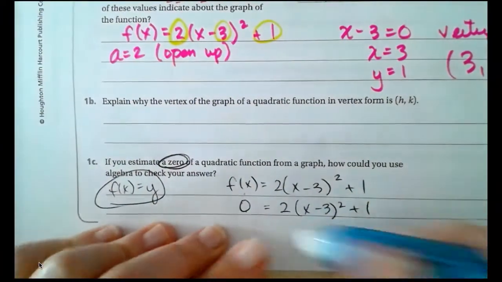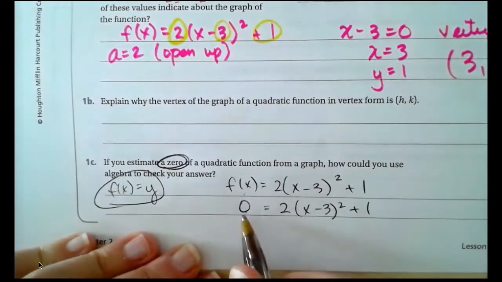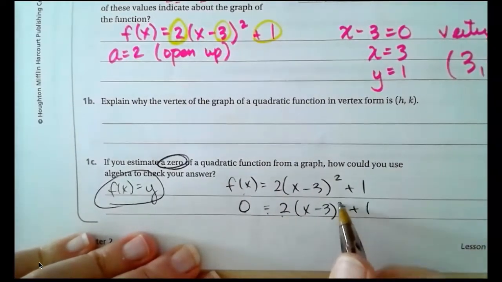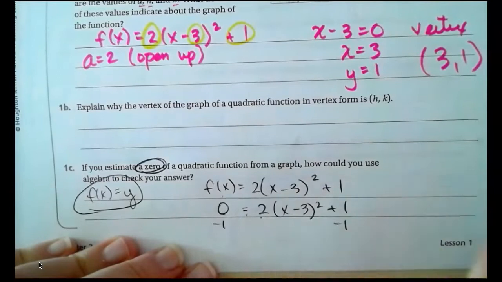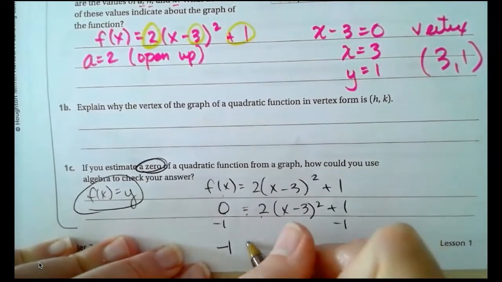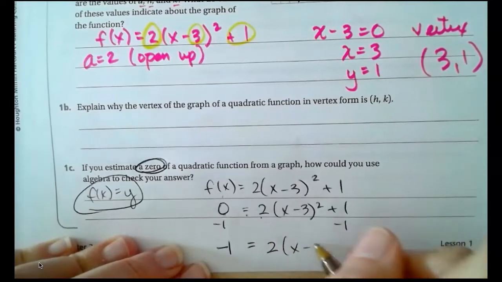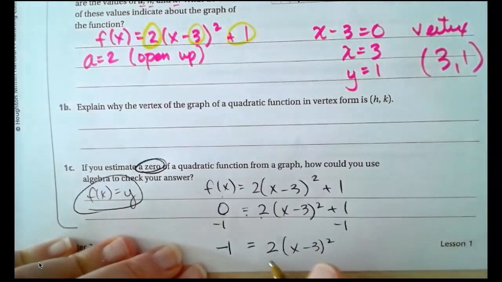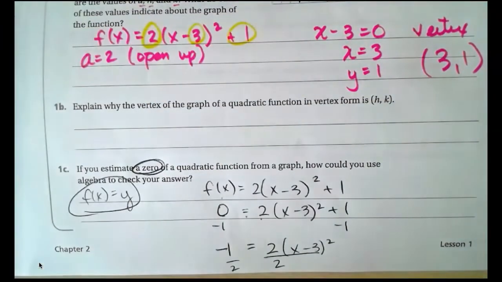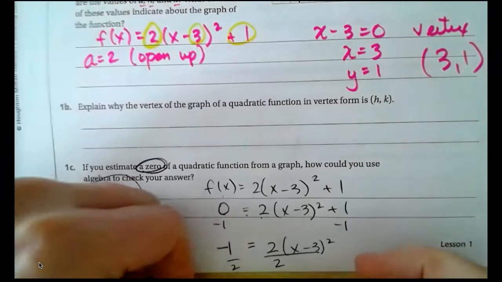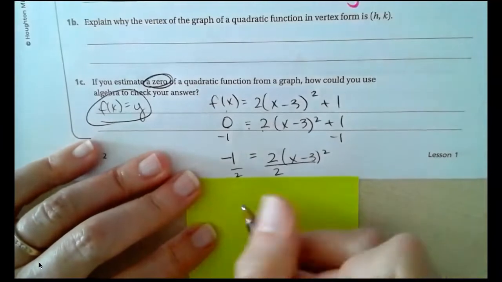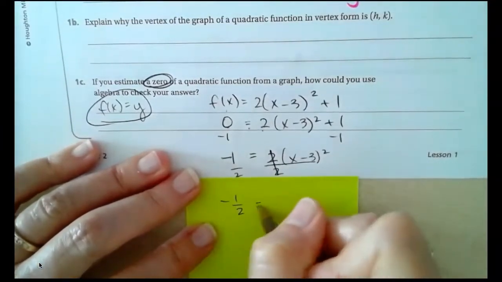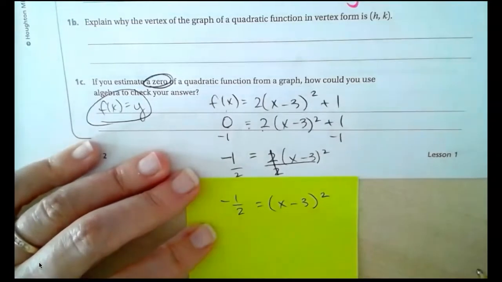So let's solve this equation. Let me just get that out of the way so I have a little more room. If we have 0 equals 2 times (x minus 3) squared plus 1, let's think back to algebra 1. Subtract 1 from both sides. We get negative 1 equals 2 times (x minus 3) squared. And then let's divide by 2. Now we've got an equation here. So negative 1/2 equals (x minus 3) squared.